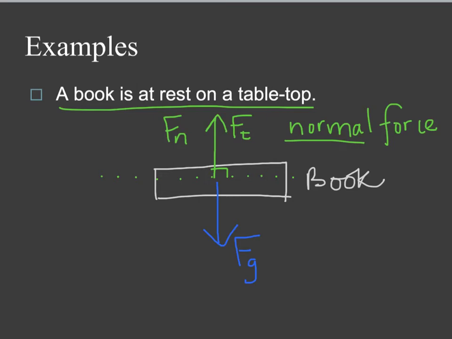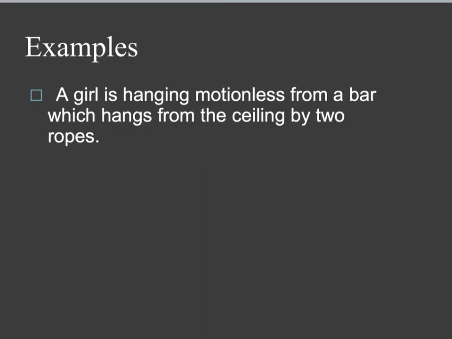Let's look at another example. Now I've got a girl hanging motionless from a bar that hangs from the ceiling by 2 ropes, okay? So what that means is I have a bar and there's a couple ropes, and then hanging on it is some girl, okay? So that's not my free body diagram. That's just so I want you to understand what's going on.